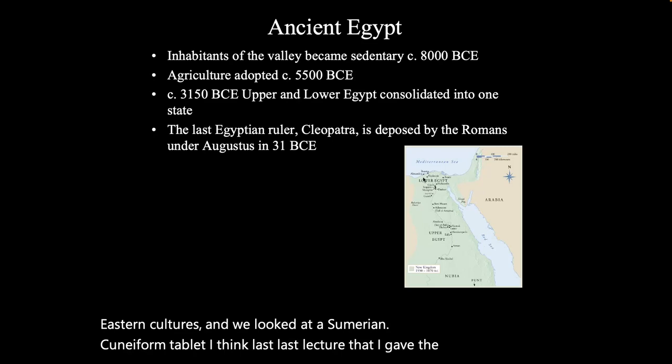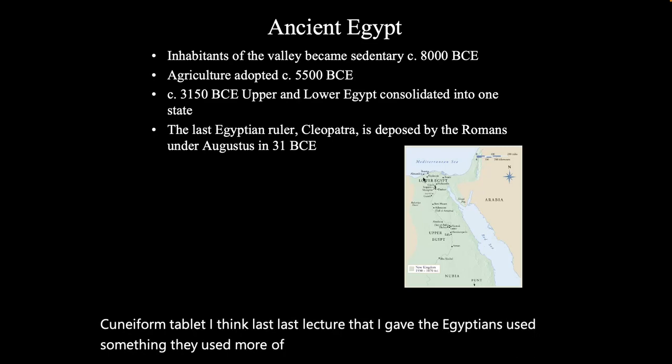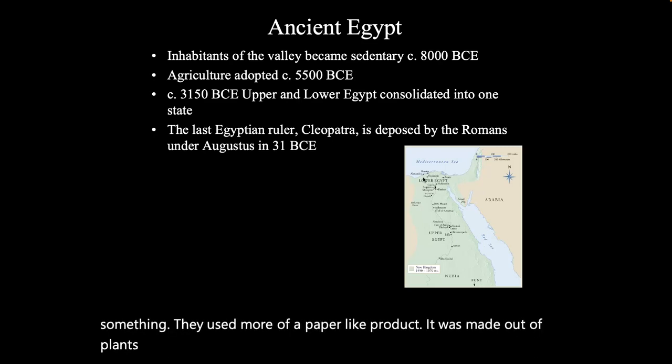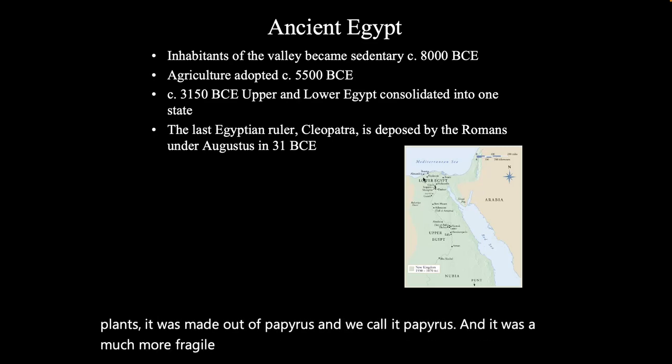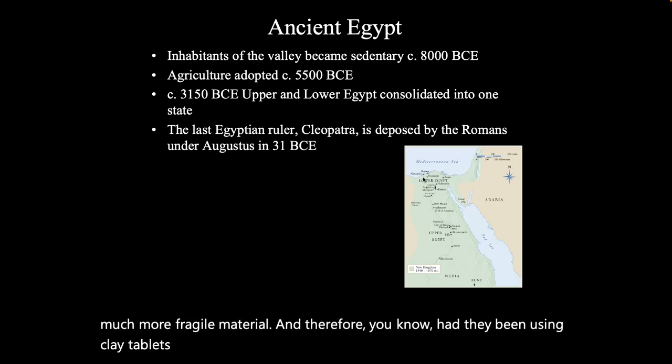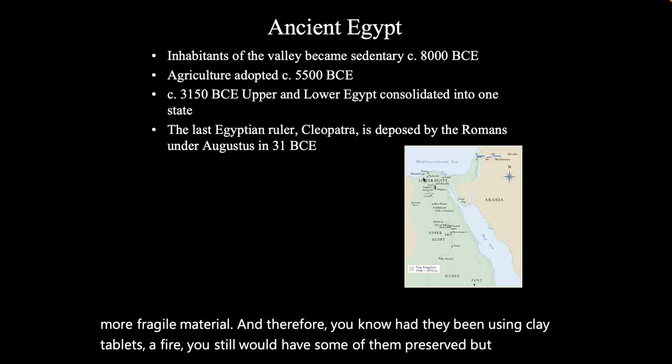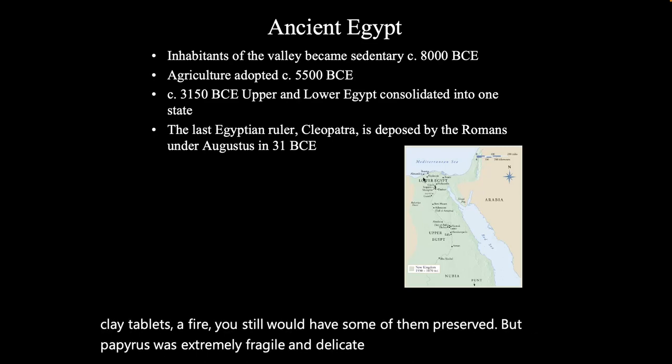The Egyptians used more of a paper-like product. It was made out of plants. It was made out of papyrus, and we call it papyrus. And it was a much more fragile material. And therefore, had they been using clay tablets, in a fire you still would have some of them preserved. But papyrus was extremely fragile and delicate, and so there was great loss when there was the fire in the library in Alexandria.